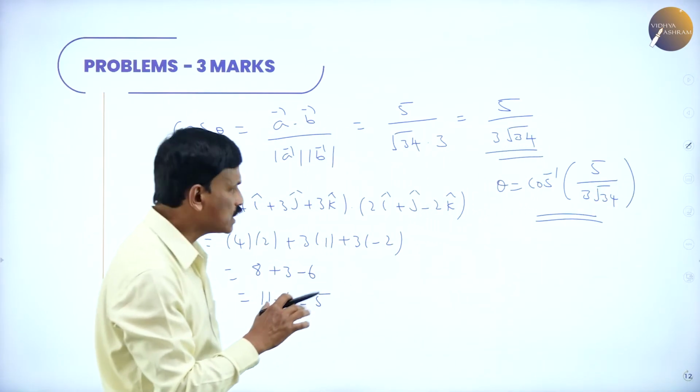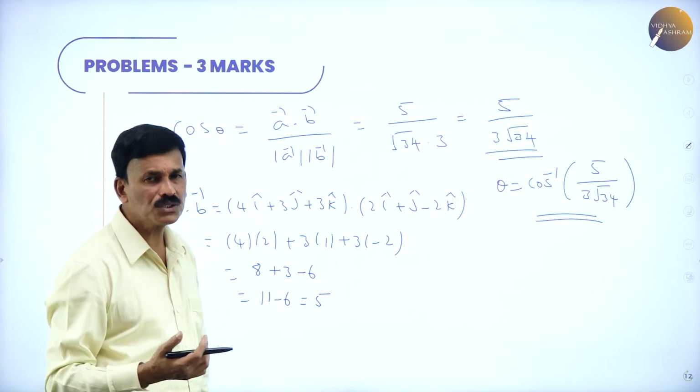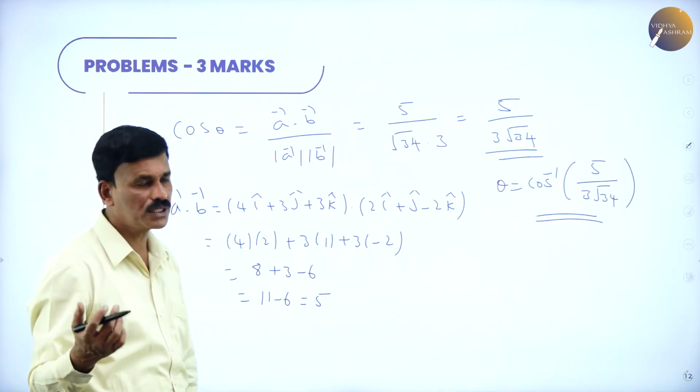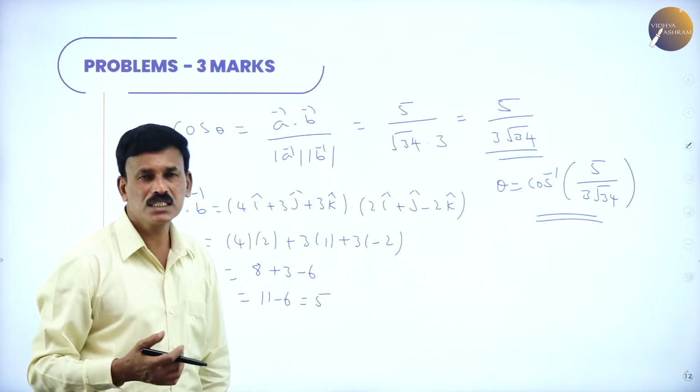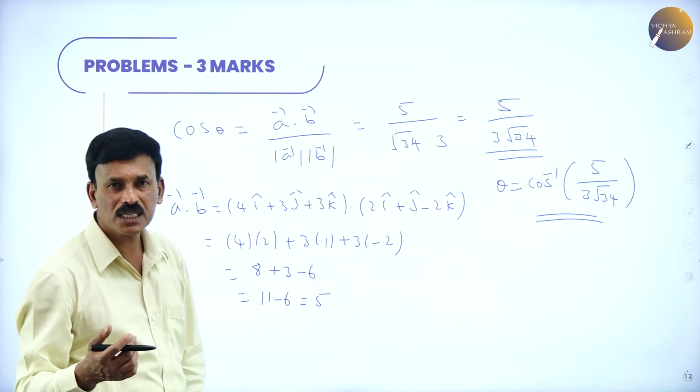So if you find cos theta itself, you will get 2 marks. Sin theta alone, you will get 2 marks. So sometimes they may ask for a 3 marker also. Okay, this is very important. Anyway, in this problem I have covered sin theta, cos theta, and finding the length of the a cross b vector.